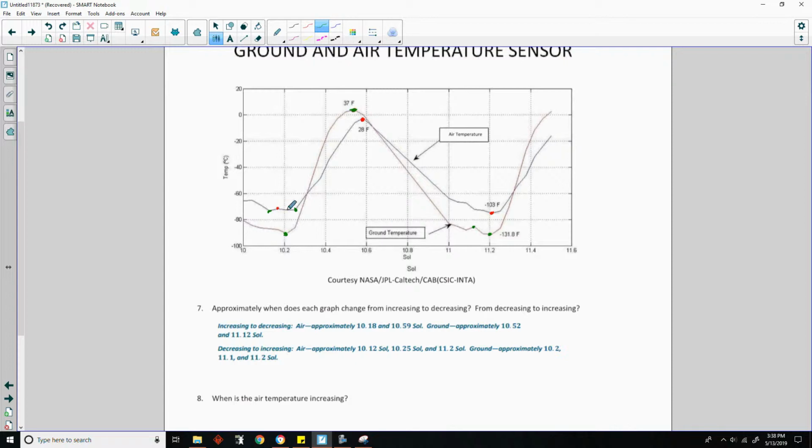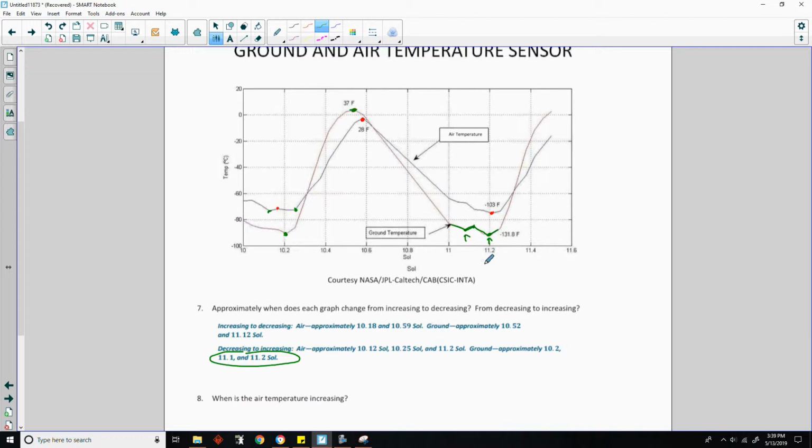So it went from decreasing to increasing at this point right here. And at 11.2, which I marked right here, 11.1 and 11.2 sol, and 10.2. So 10.2, 11.1, which is here. So it goes from decreasing to increasing there, and then decreasing to increasing here. So those are the 11.2 and 11.1s right here and here. So decreasing, increasing, decreasing to increasing, decreasing to increasing.